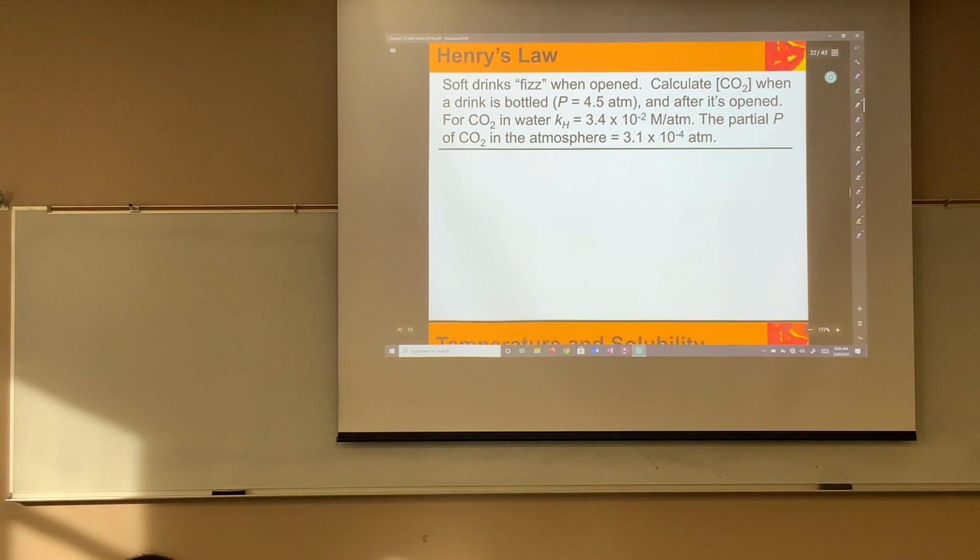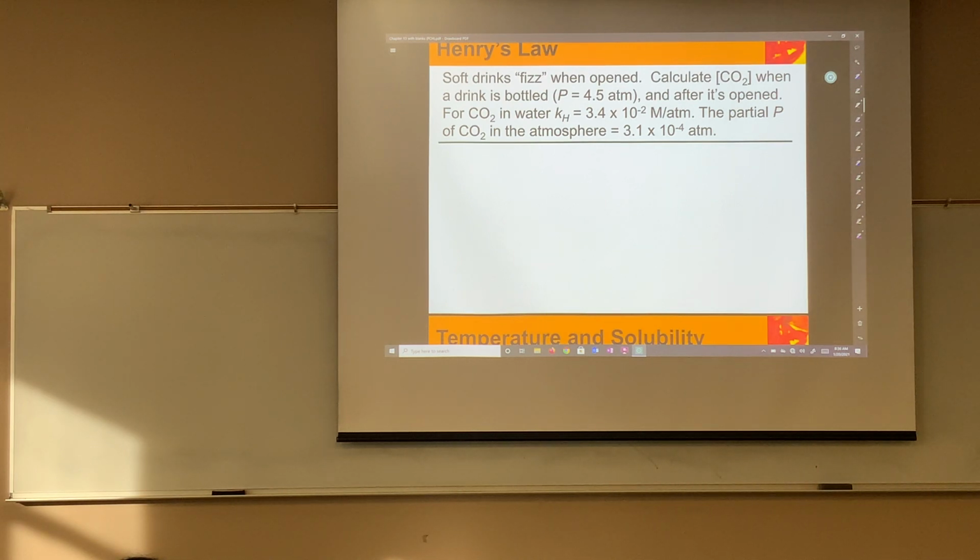We're kind of getting there. So that's what we got. So we got a constant there that gives us 3.4 times 10 to the negative 2 capital M over atmospheres, right? And then it tells us the pressure is 4.5, the partial pressure of CO2 in the atmosphere, and then when it's bottled, and all that kind of stuff, right?